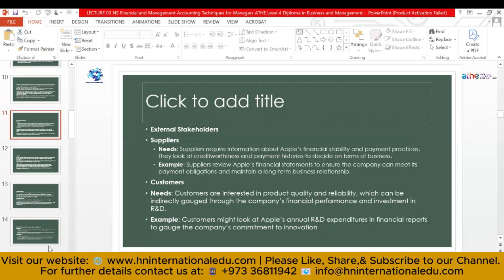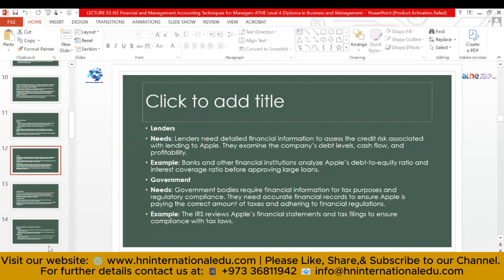Then comes customers. Customers are interested in the product quality and reliability, which can be directly gauged through the company's financial performance and investment in research and development. Because the main crux is what? First, after the profit, is to entertain the consumers at maximum, providing them with a qualitative product with good quantity and everything, and the prices too. For example, customers might look at Apple's annual research and development expenditures and financial reports to gauge the company's commitment to innovation, whether they are coming up with new stuff, working on the corrections and improvements which the consumers tell them, and then they come with a better version. All these things matter a lot.